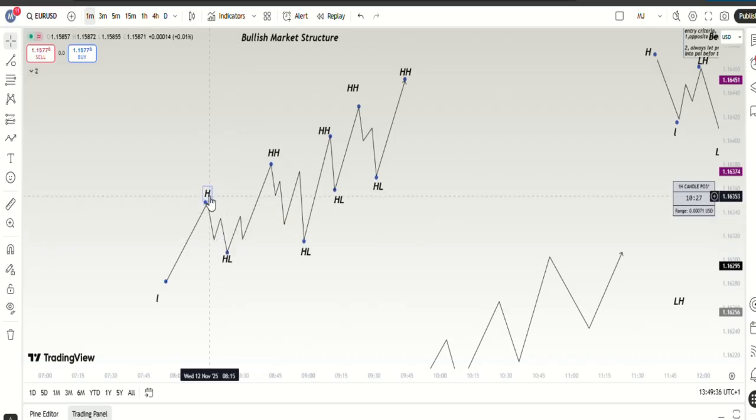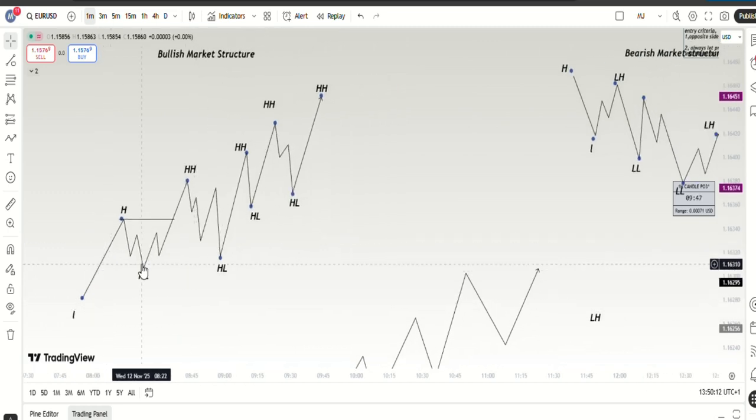Okay, so after the structure, immediately this pullback starts, the last low that price gets to, the last point that price gets to before we broke this new high, is the higher low. Okay, not this one, not this one, it is this one, because it is the last point price got to before we broke the high. So this is the external higher low. Okay, whatever is in here are internal.